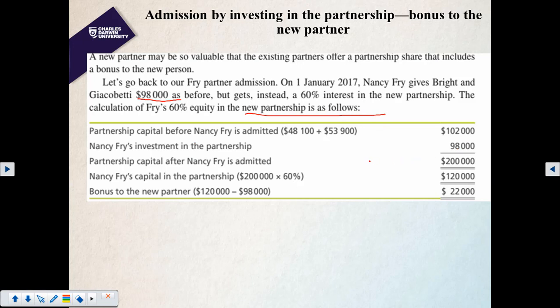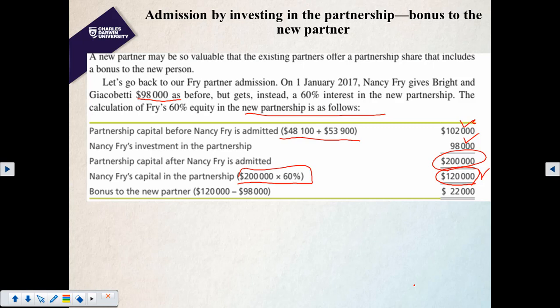For example, this guy is coming with 48,000. We already had a capital, right? And she is contributing $98,000. So the capital after is going to be $200,000 total capital, right? But she is getting 60%. Nancy, the one who is coming new to the business, is getting 60% of the capital. Now her capital becomes how much? 120,000. Have you got this? So she already gave $98,000, but in the business I am going to record her capital assuming that she provided $120,000. Is that clear?